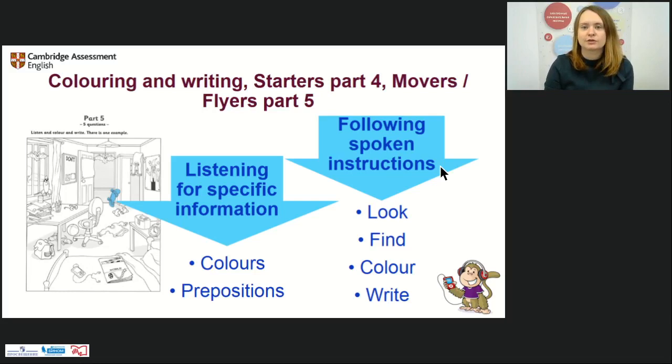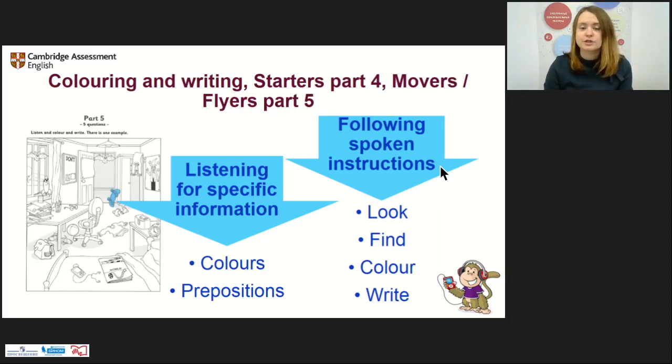It's just the level of complexity that changes. If we speak about Starters, for example, there would only be colors and prepositions, very, very basic. For Flyers, they will have some distractors, and they will sometimes have to choose between different places or quite similar objects. Another important part of this task is that your students should be able to follow spoken instructions. The instructions are usually like look, find, color, and write.